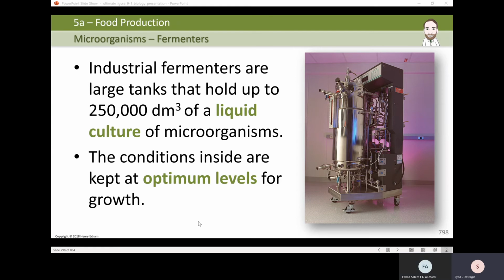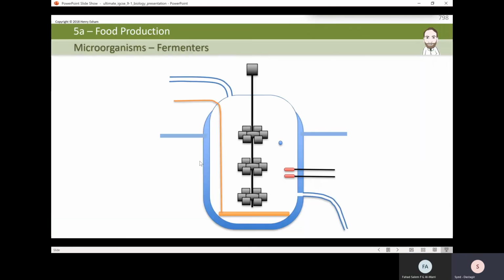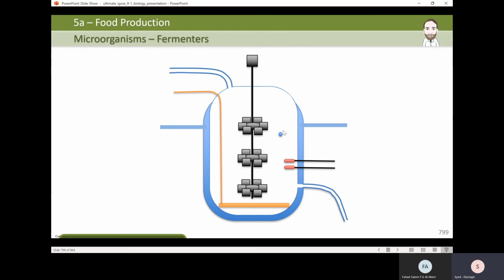Maximum. Maximum, is there a better word? Better words? Yeah, so the best, yeah? The best levels for growth. So in terms of temperature, nutrients, etc., we'll see in a minute. So you need to know this diagram for your exam.